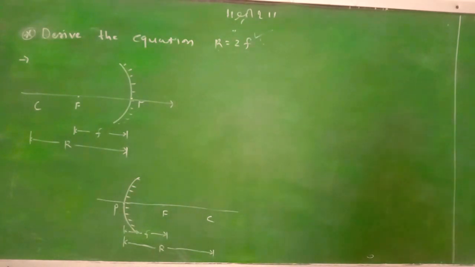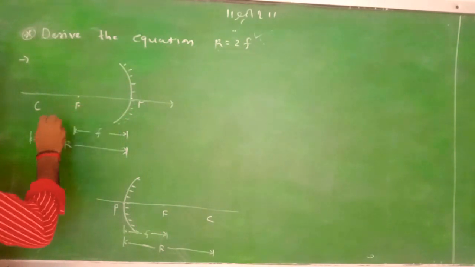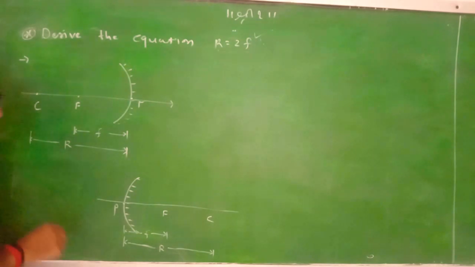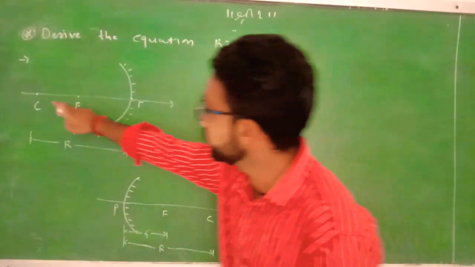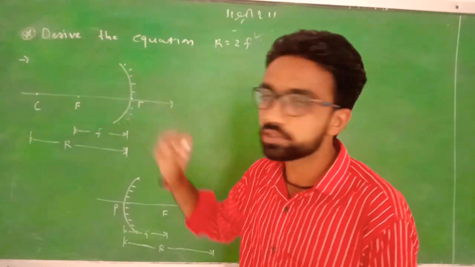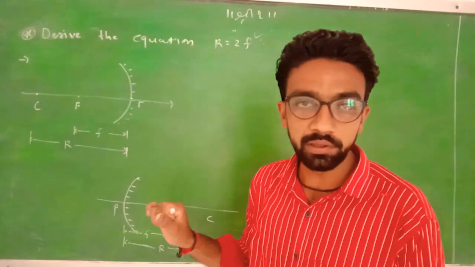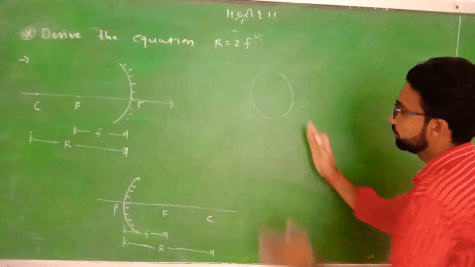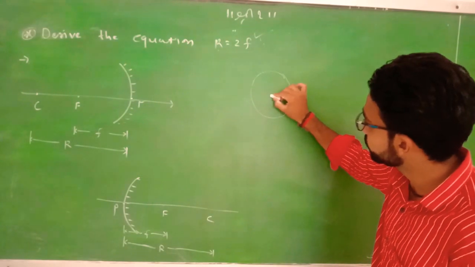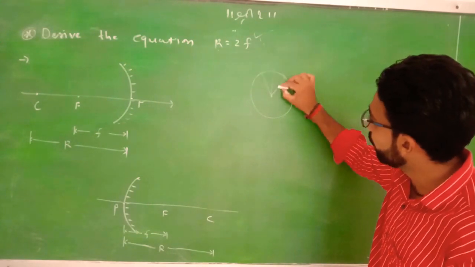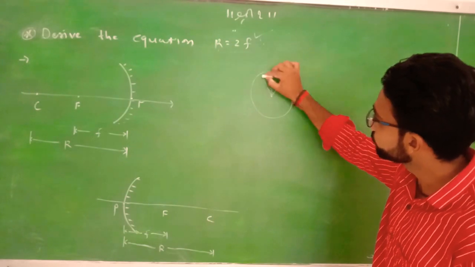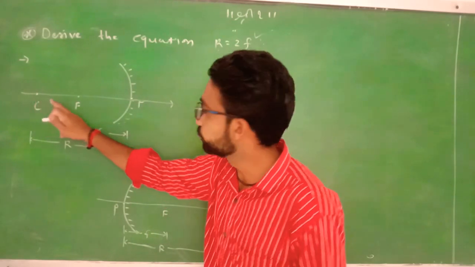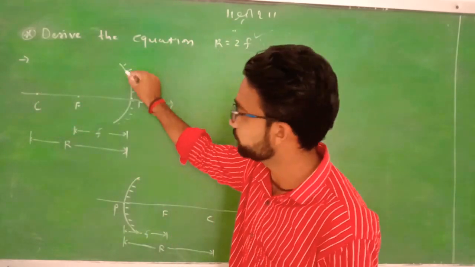So now we consider the normal to the surface from C. We know that the line segment joining C and the surface of the mirror is normal to the surface, because this is a small part of the sphere. Here, this portion is our concave mirror. The lines from the center to this surface are all perpendicular to the surface. The same thing can be applied here. This is the sphere, this is the center, and when a line is drawn from C to the surface, that is the normal.